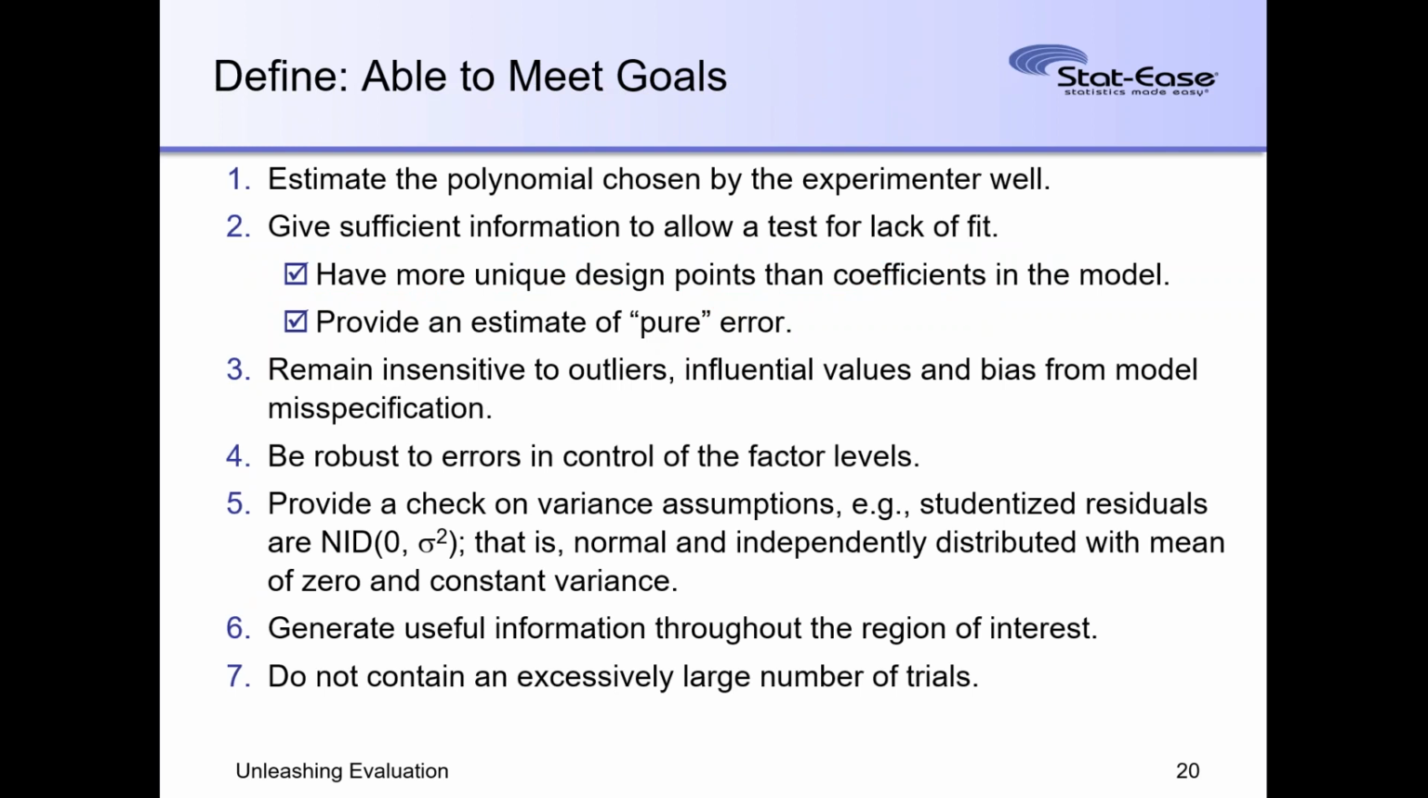That, of course, requires you to have more unique design points than coefficients in the model, and some replicates in there to give you a pure error estimate. We'll concentrate on those 2, along with number 6, generate useful information throughout the region of interest.